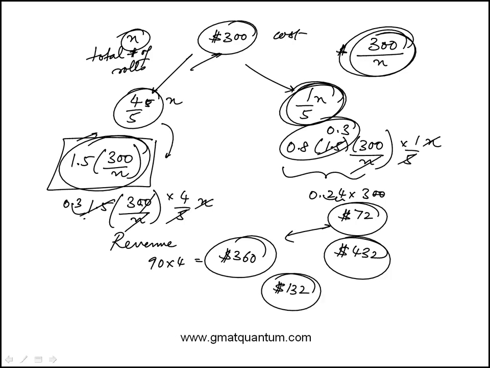I just want to point out when they say what was the bakery's profit on this batch of rolls, they're referring to the entire batch. At first I thought maybe the batch sold the second day. That's not the case, because they were only looking for the entire batch. So the answer is 132, choice C.